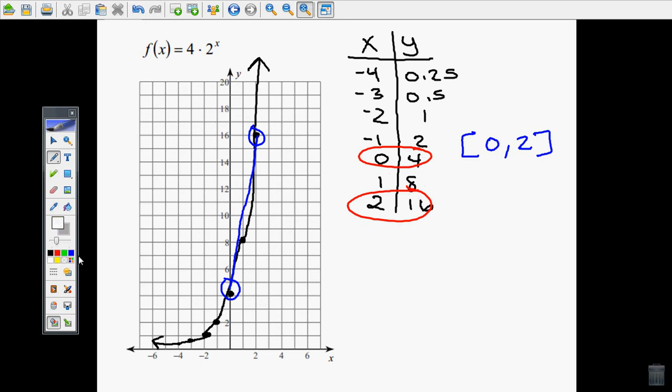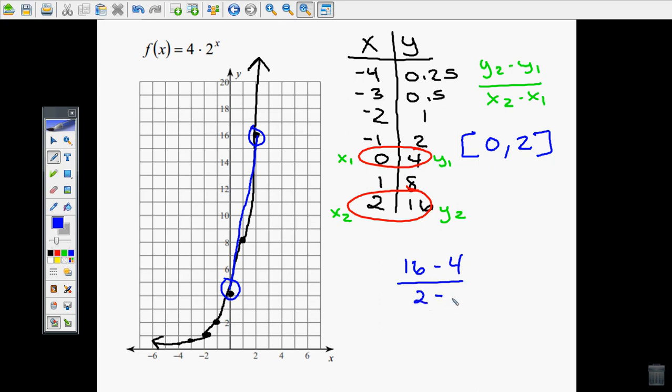And I am going to say that this is x1, y1, and that this is x2, y2. And again, the formula we're going to use is y2 minus y1 over x2 minus x1. And so when I solve it, y2 is 16 minus y1, which is 4, over x2, which is 2, minus x1, which is 0. 16 minus 4 is 12. 2 minus 0 is 2, and 12 over 2 simplifies to 6. So the average rate of change here is 6.